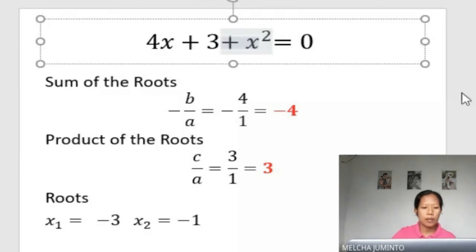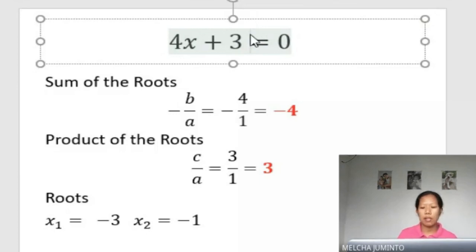There is no x squared at the front. So totally there's no term as x squared. For example, 4x plus 3. It is not a quadratic equation, meaning it cannot be solved or applied in this particular lesson, because this lesson is limited only to quadratic. There are also others that are not x squared.